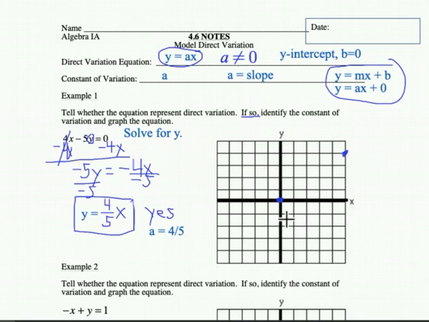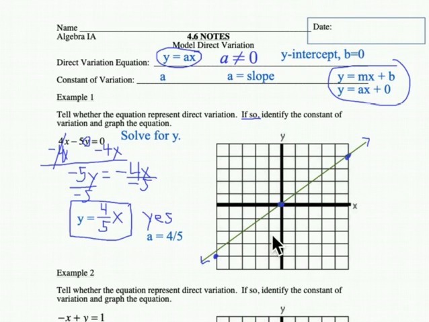I could also go down 4, 1, 2, 3, 4, and back 5, 1, 2, 3, 4, 5, and get another point. So my line is going to be right here. There we go. Beautiful. And so there's the graph of y equals 4/5 x. Looks like I missed that point just a little bit. It's kind of hard to do on the computer, but there it is.